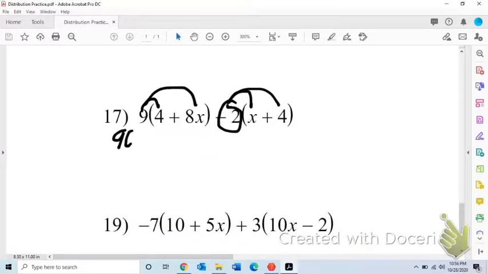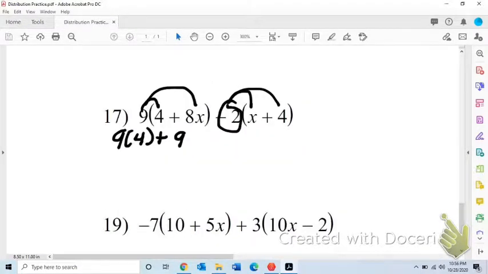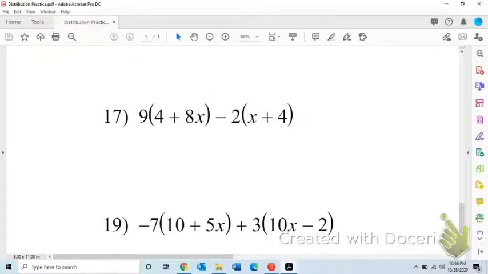17. Here we have two things we need to distribute. So we have double the work. We're going to distribute this twice, and then we are going to combine like terms. So we're going to take that 9 and we distribute it there. And then we take that negative 2 and we distribute it there.